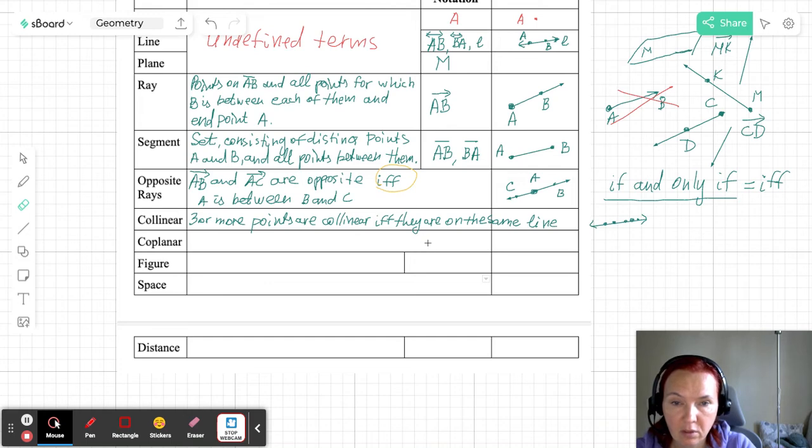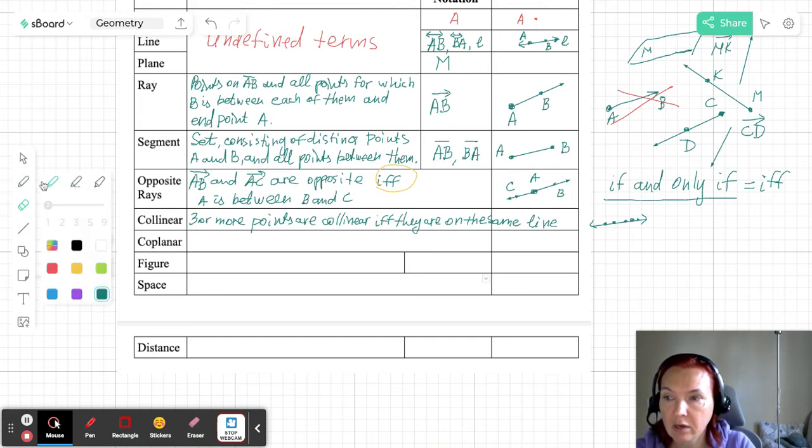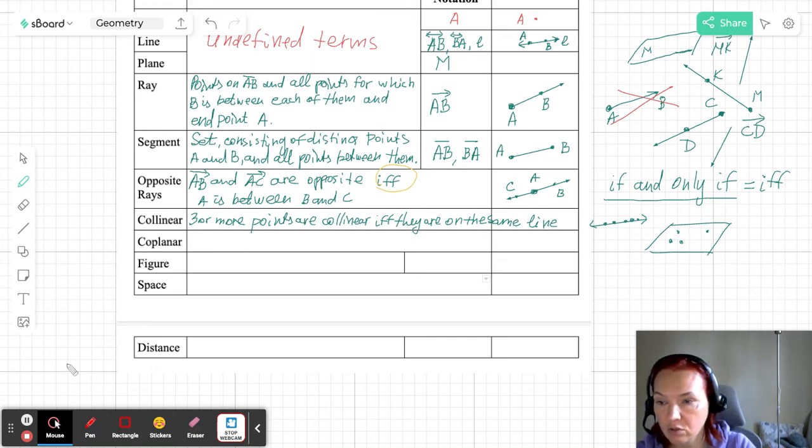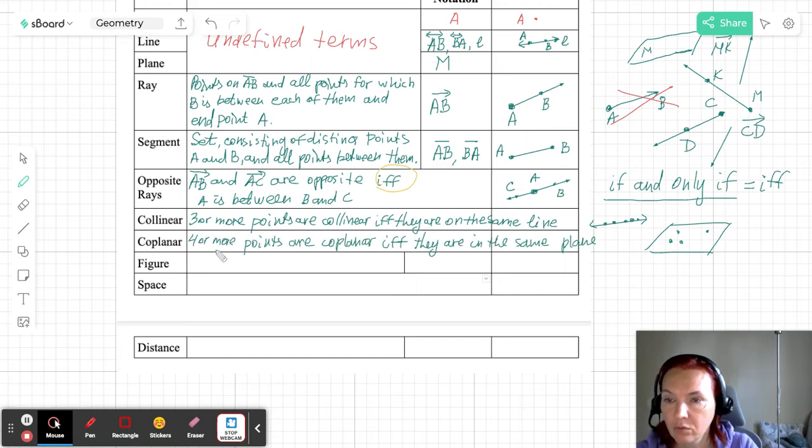For coplanar points, very similar to collinear, but now we are using 4 or more points. So we have our plane, and then we have 4 points. Maybe they're located like this. It's kind of hard to draw, but you can imagine that you can draw a plane through those, and the definition is very similar: 4 or more points are coplanar if they are in the same plane. So 4 or maybe even more points.